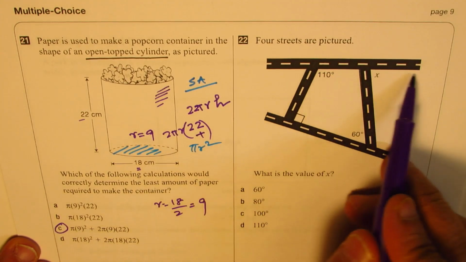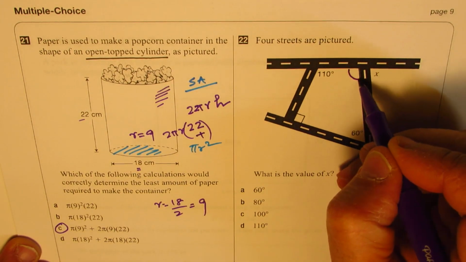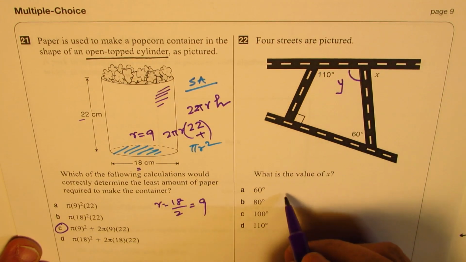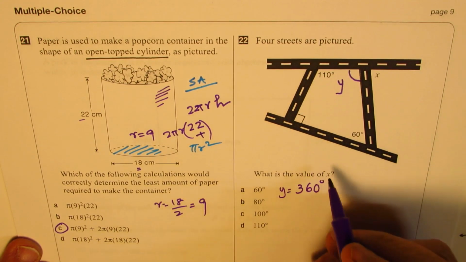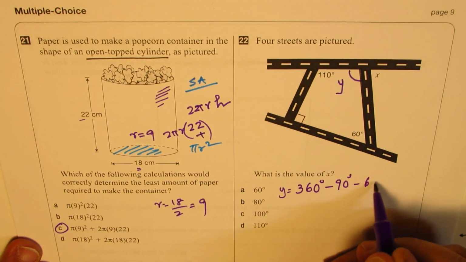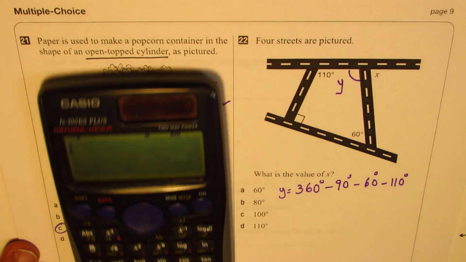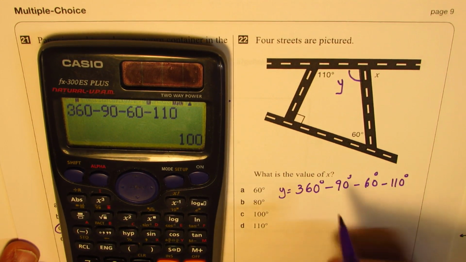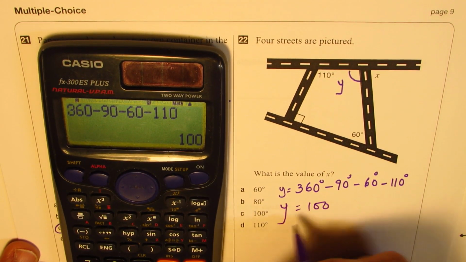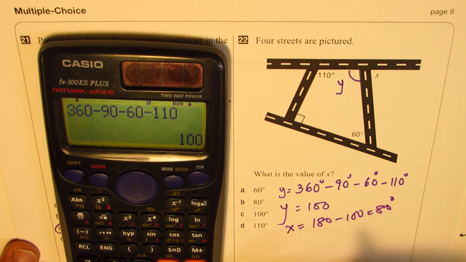Four streets are pictured. What is the value of x? Well, this is 90 degrees. Let's find this value first, y. The value of y should be how much? The total is 360 degrees for a four-sided figure, minus 90 degrees, minus 60 degrees, and minus 110 degrees. So we have 360 minus 90 minus 60 minus 110, and that gives you 100. So y is 100, x will be 180 minus 100, which is 80 degrees.